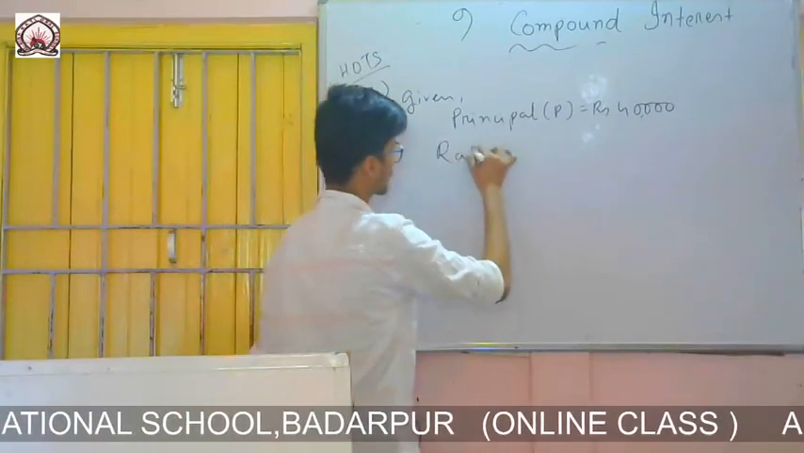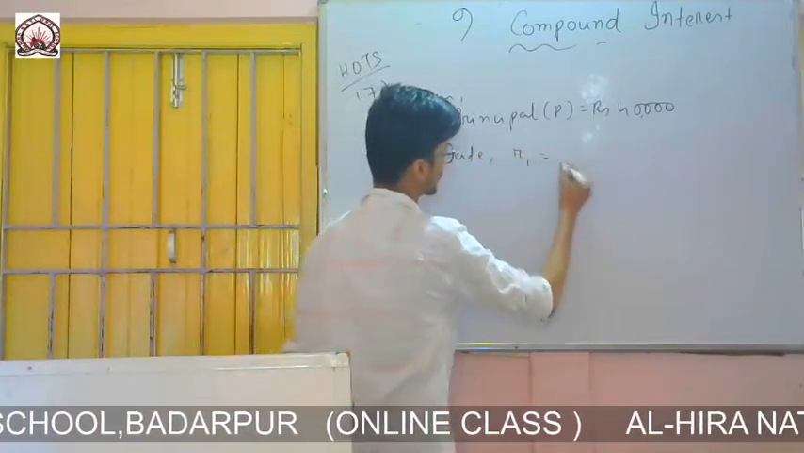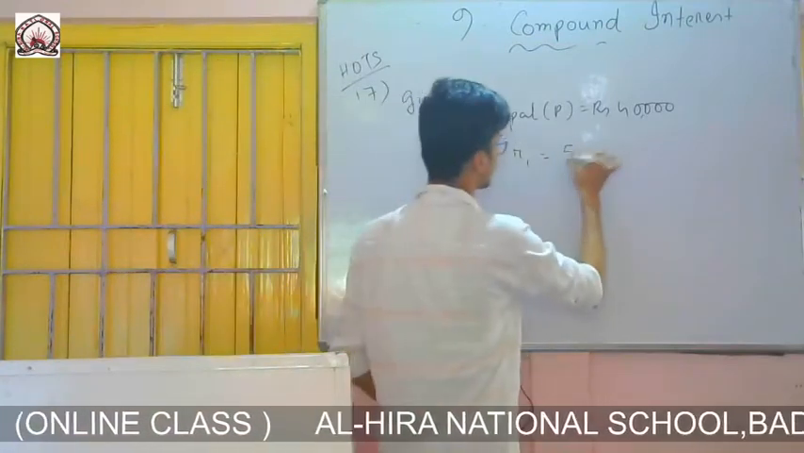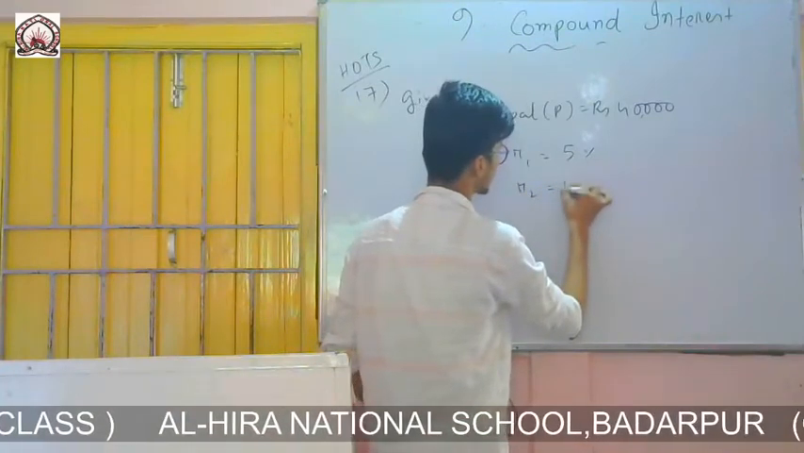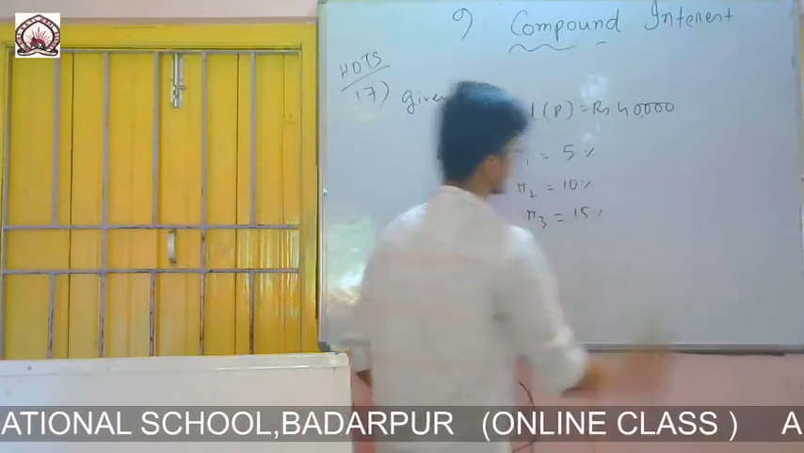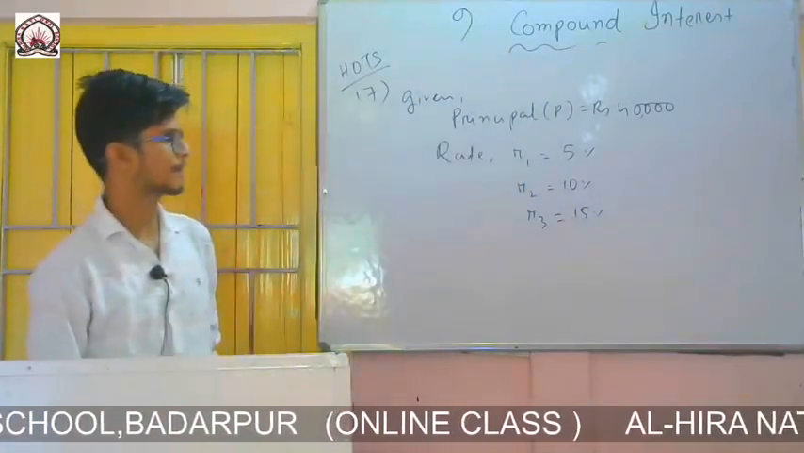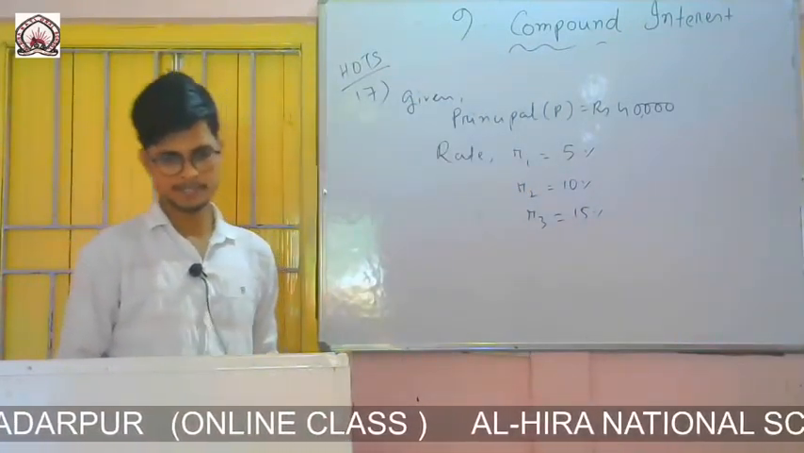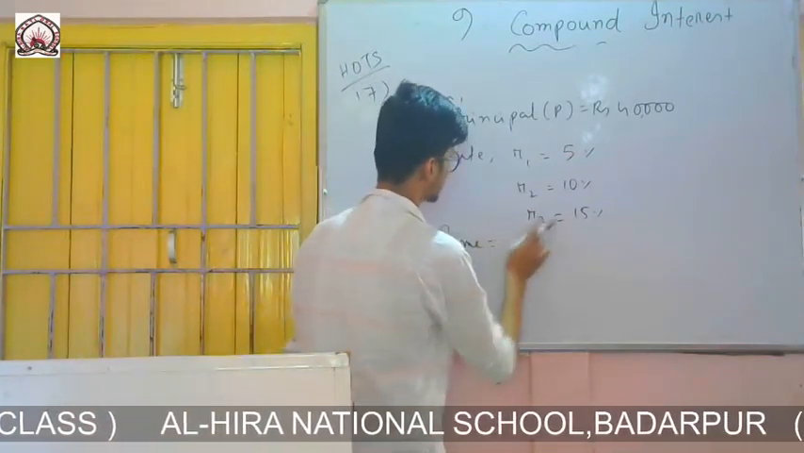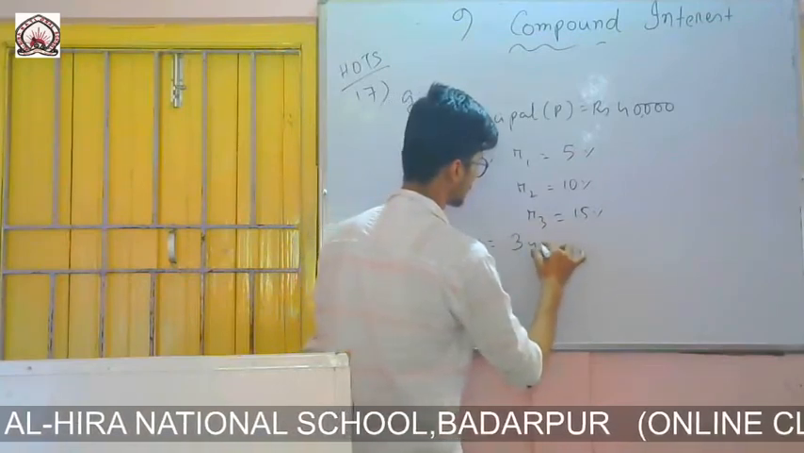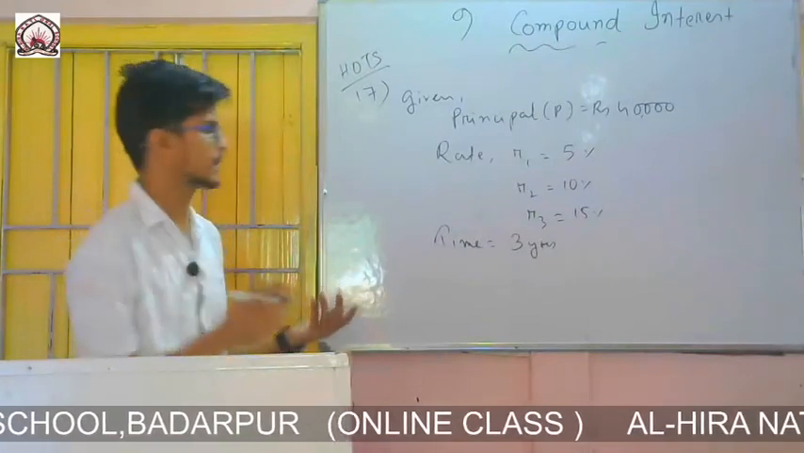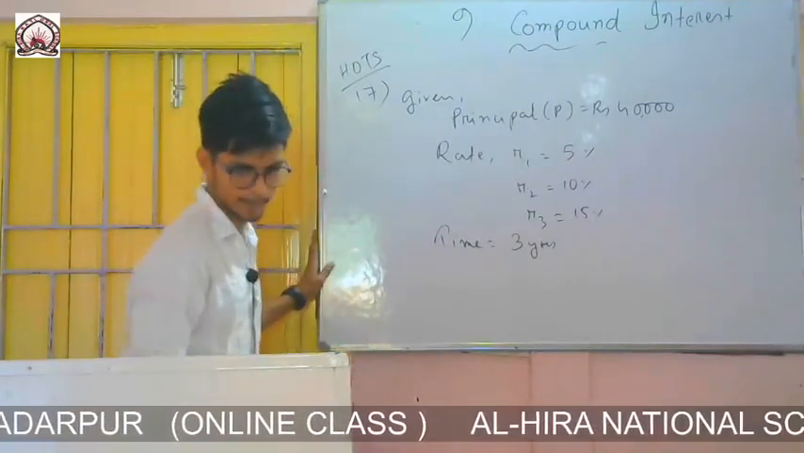So you write rate R1 equals 5, R2 equals 10, R3 equals 15. So the rates are given: R1 5%, R2 10% and R3 15%, and time is given. Since it is 3 consecutive years, that means time is 3 years, but there is no need of using the time because for successive years we will directly use the formula.